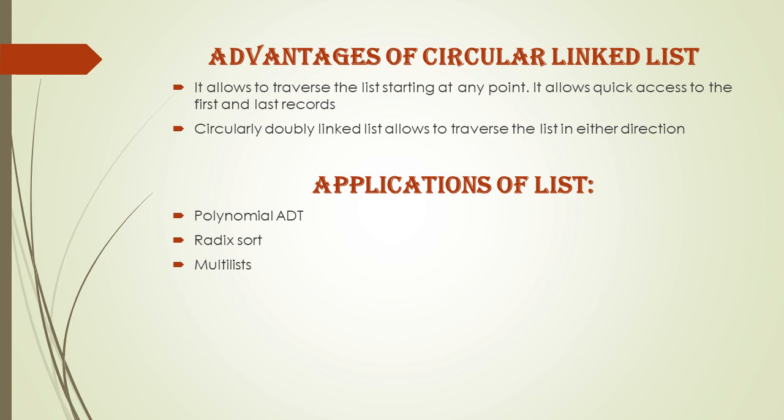Advantages of circular linked list. It allows us to traverse the list starting at any point. It allows quick access to the first and last records. Circularly doubly linked list allows us to traverse the list in either direction, both forward and backward. Applications of list: the circular linked list is applied in polynomial ADT, radix sort and also in multi-list.